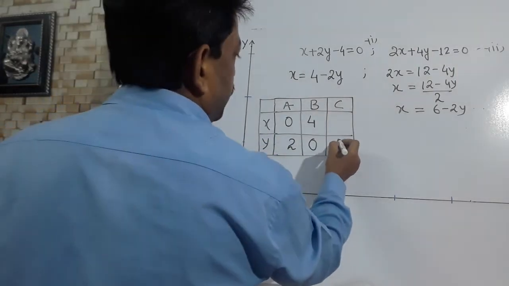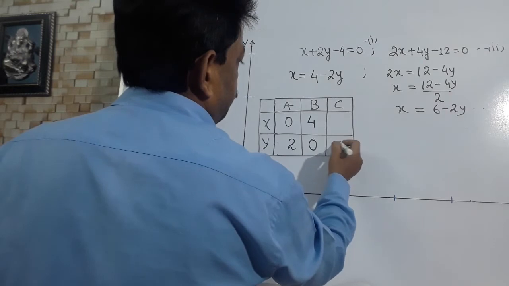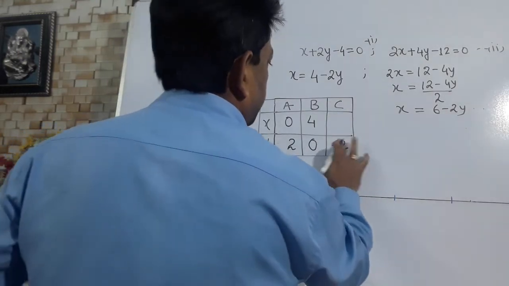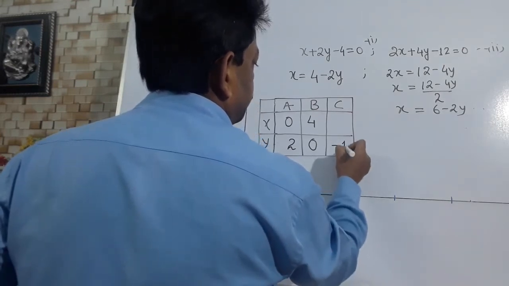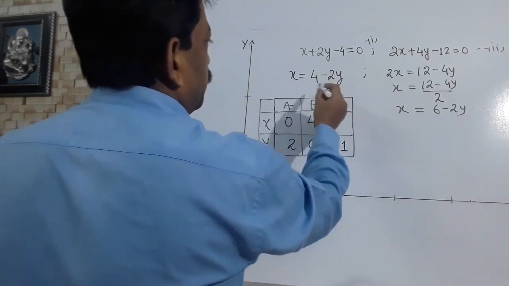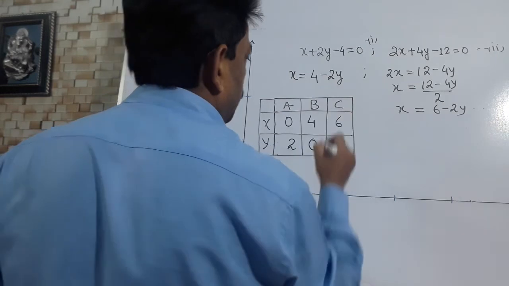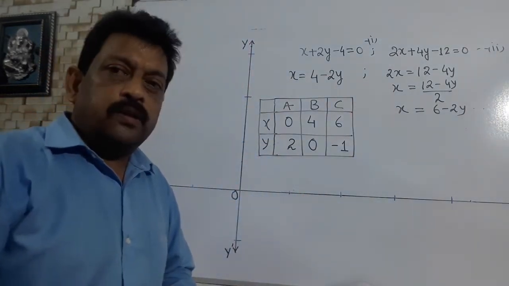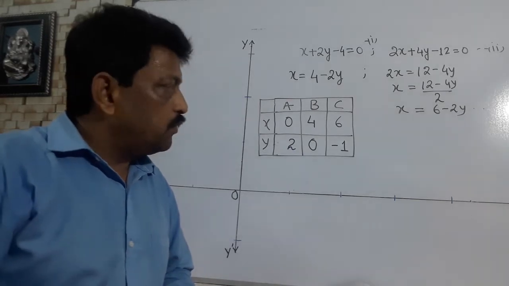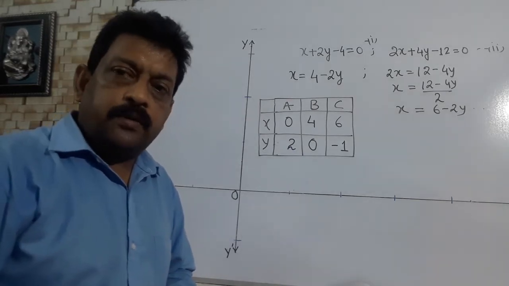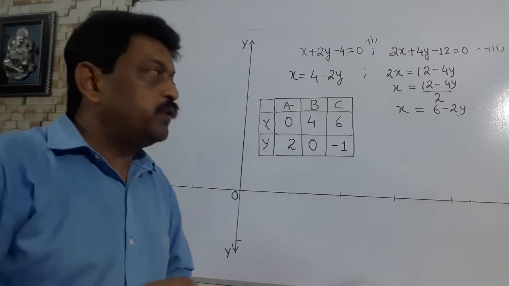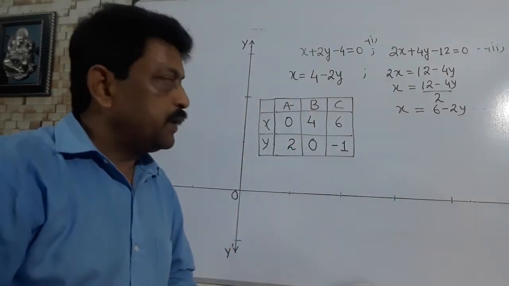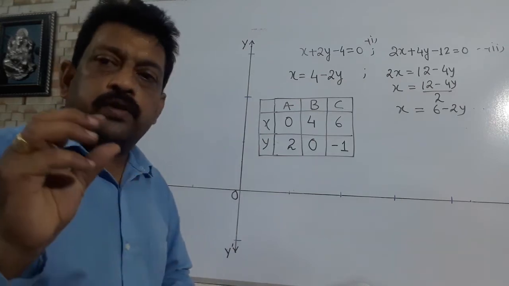And if I take y equals to minus 1, so it will be 4 plus 2, that is 6. Generally, while finding the solution set, don't take big values, because we have to plot it on the graph paper, and if we choose big values, then it may go out of the page of the paper. So generally we take small values.